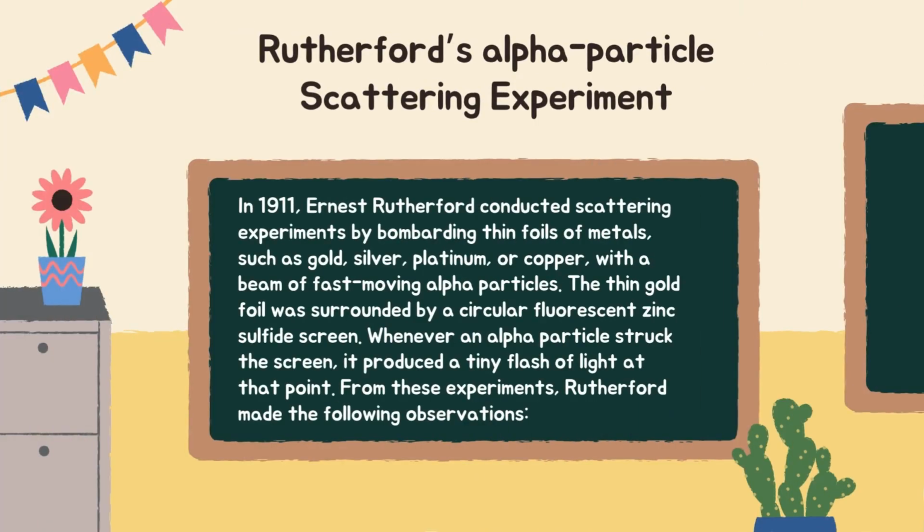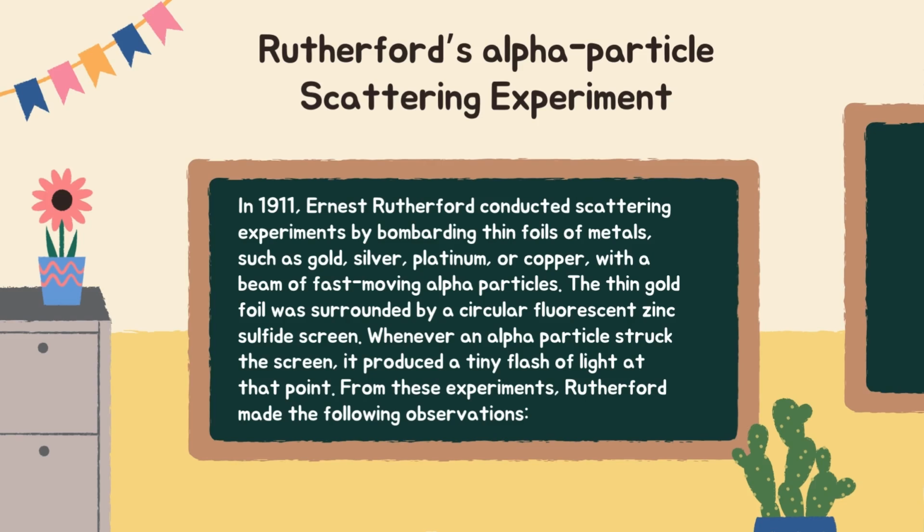Rutherford's alpha particle scattering experiment. In 1911, Ernest Rutherford conducted scattering experiments by bombarding thin foils of metals, such as gold, silver, platinum, or copper, with a beam of fast moving alpha particles. The thin gold foil was surrounded by a circular fluorescent zinc sulfide screen. Whenever an alpha particle struck the screen, it produced a tiny flash of light at that point.